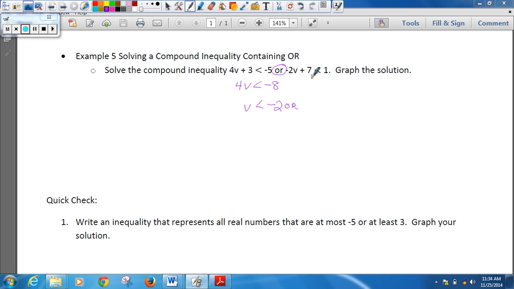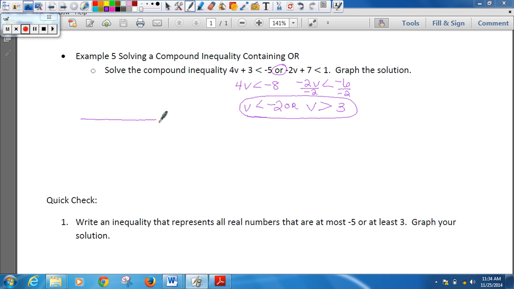Or the other case is -2v is less than, I'm going to subtract 7 from both sides, -6. This time I am dividing by a negative, so I need to flip the sign. V is greater than 3. So V is less than negative 2, or V is greater than 3.